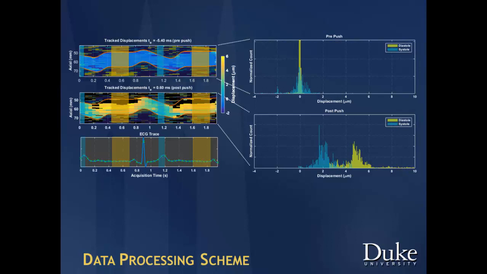Whereas when we look at our actual measurements, the post-push displacements, we see a nice separation of these two distributions of displacements. And in this case, the diastolic-to-systolic ratio was 2.4. So yeah, 2.4 times as much displacement in diastole.